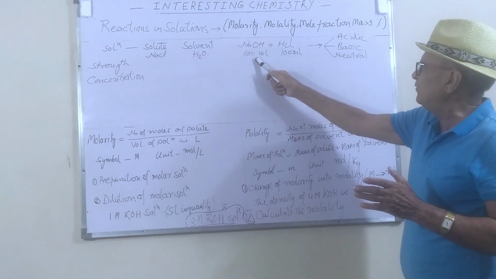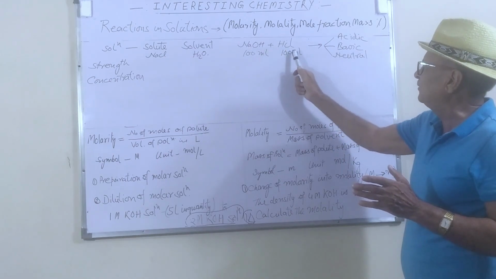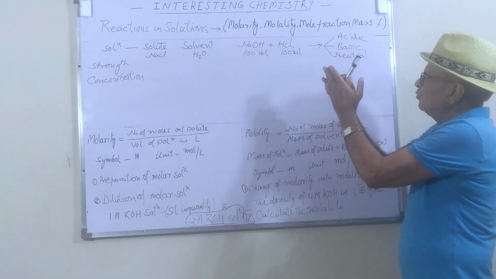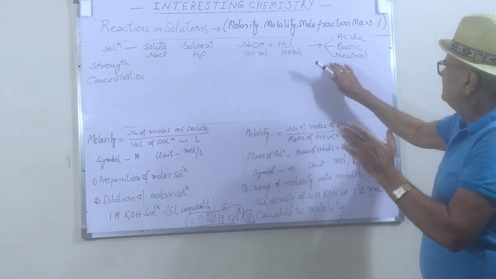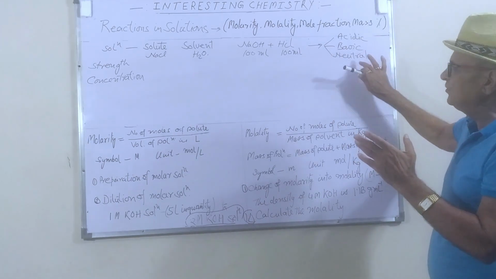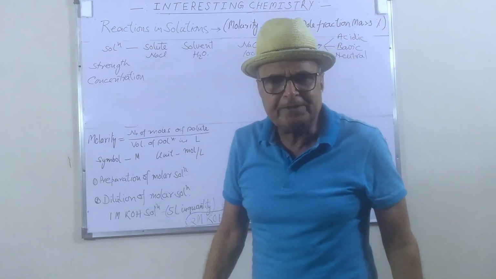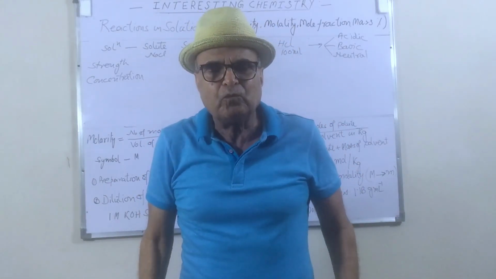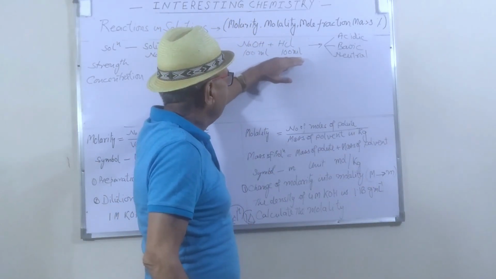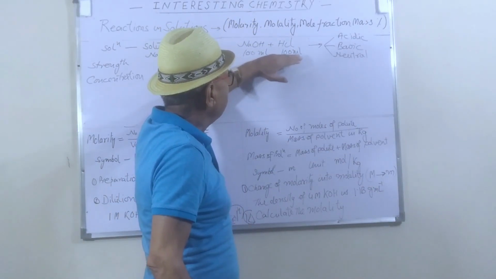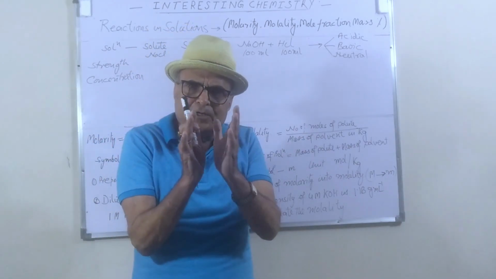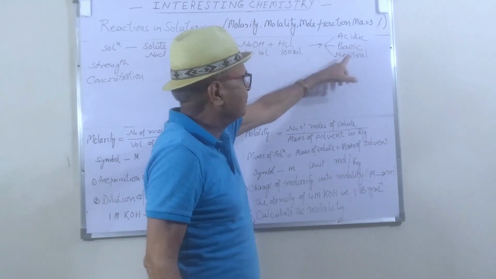First of all, I have a question for you: when 100 milliliter of NaOH and 100 milliliter of HCl are mixed together, what will be the nature of that mixture? Is that acidic, basic or neutral? Can you tell me? What do you think about this question or this experiment?